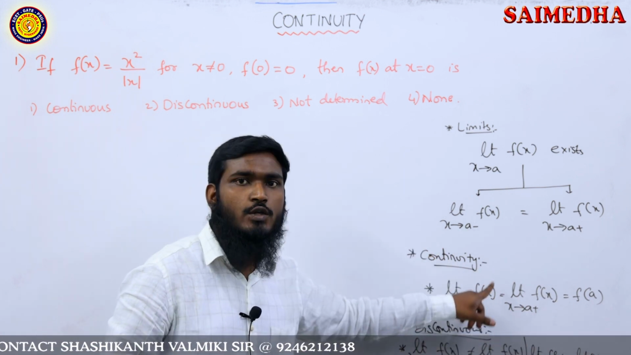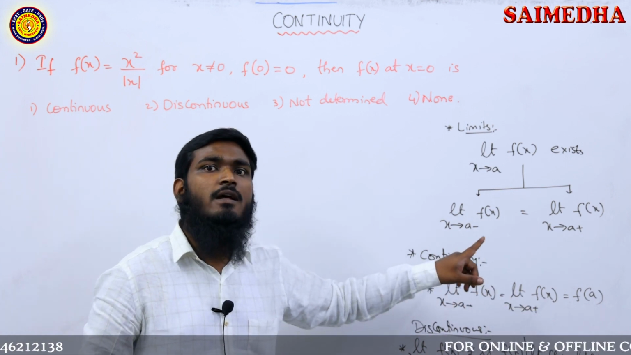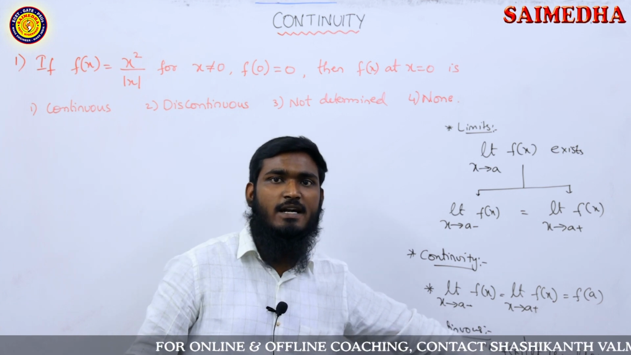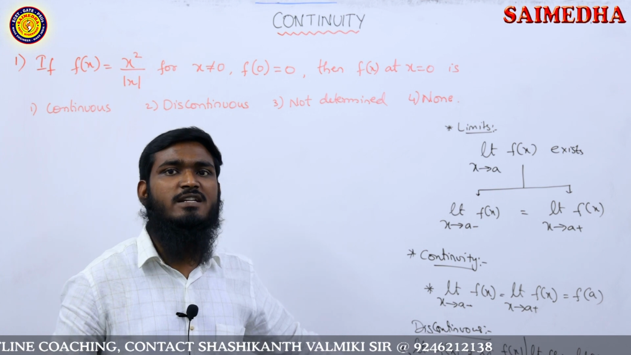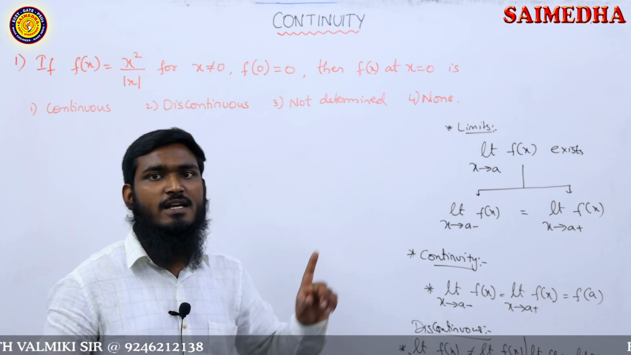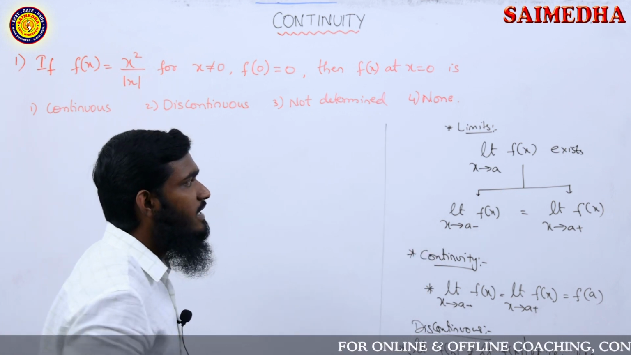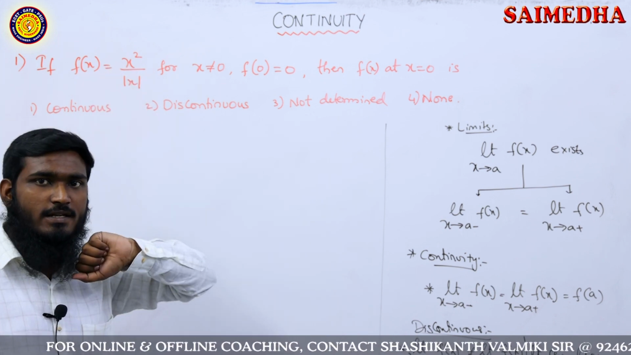If the limit value is equal to value of the function, means the function is continuous. If limit value is not equal to the function value, means the function is discontinuous. And one more condition, if LHL is not equal to RHL, means limit itself is not existing. If limit itself is not existing, means the function is discontinuous. So these are the conditions over here. So with the help of these conditions, let us find out whether the function is continuous or discontinuous.